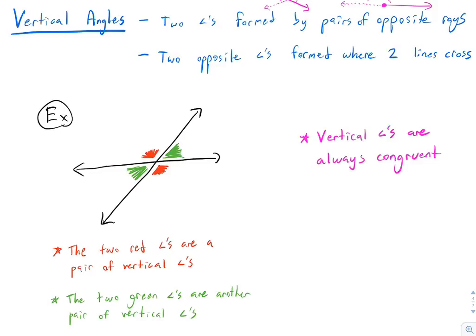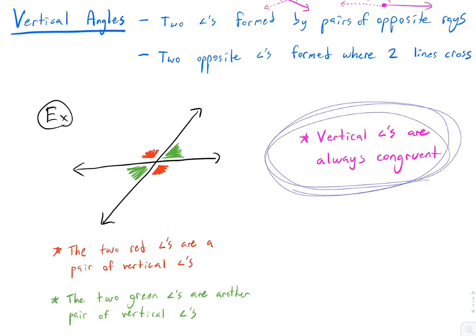Probably one of the most useful things we'll use throughout these chapters is that vertical angles are always congruent.